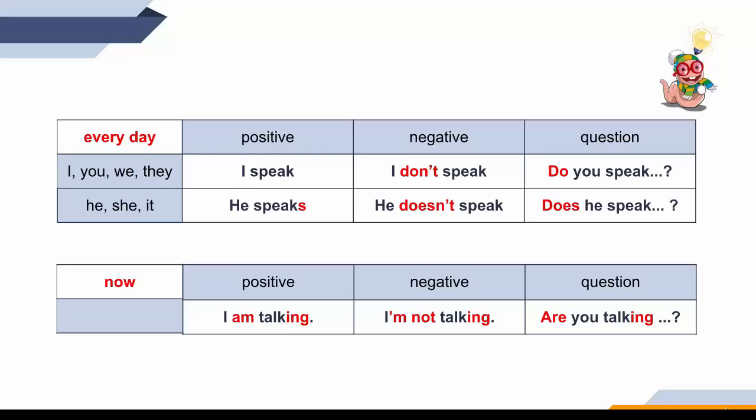When you speak about something which is happening now, at the moment, you need to use present continuous. Present continuous, the other present tense that we know so far, is formed with the ing form of the verb, and of course you don't forget the form of the verb to be. I am talking, I'm not talking.